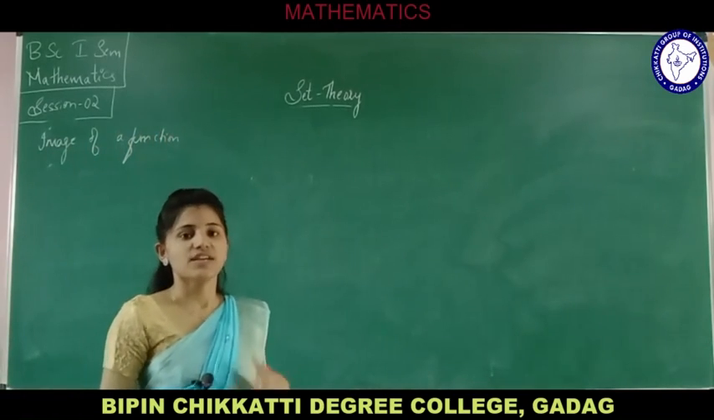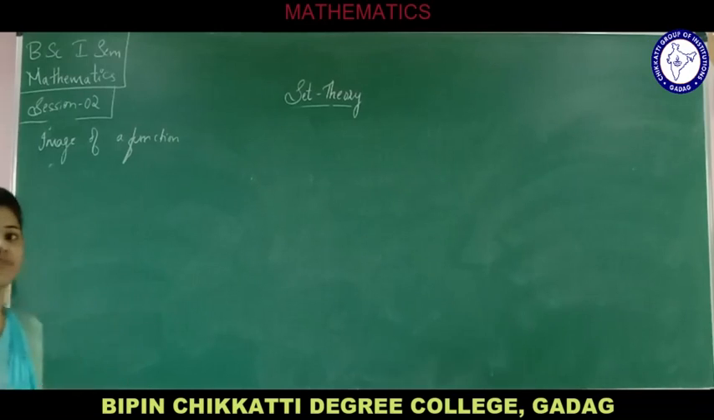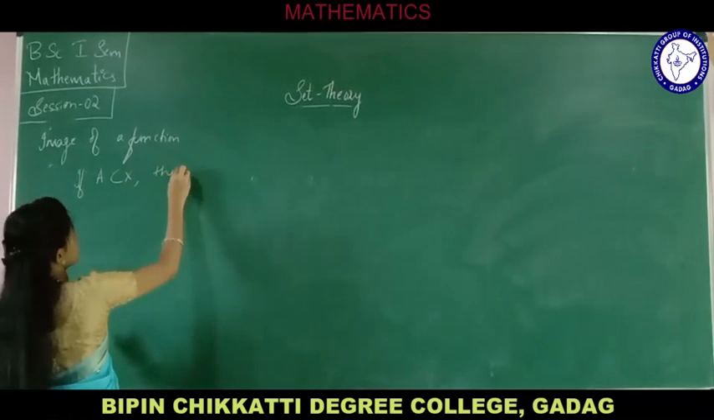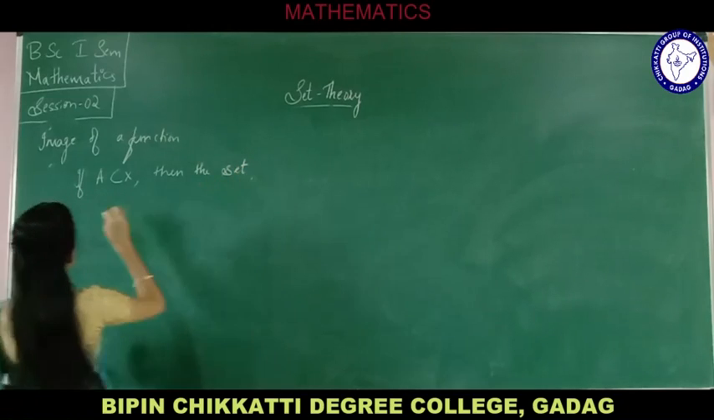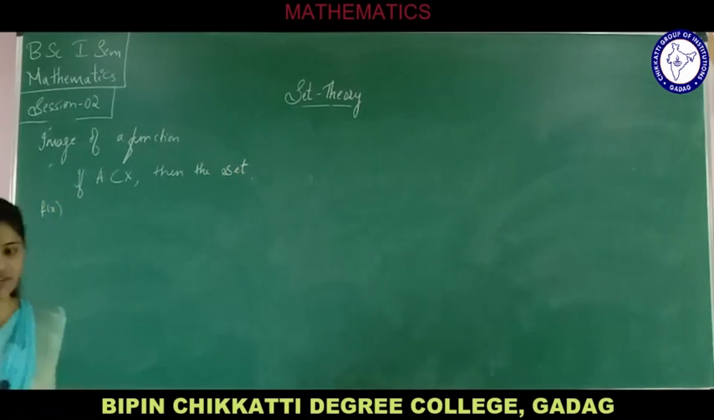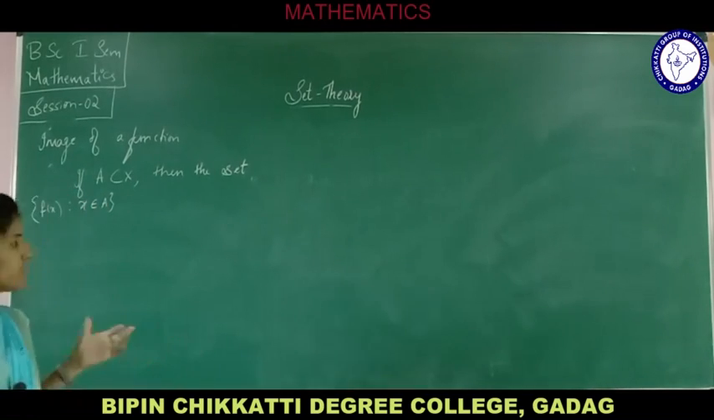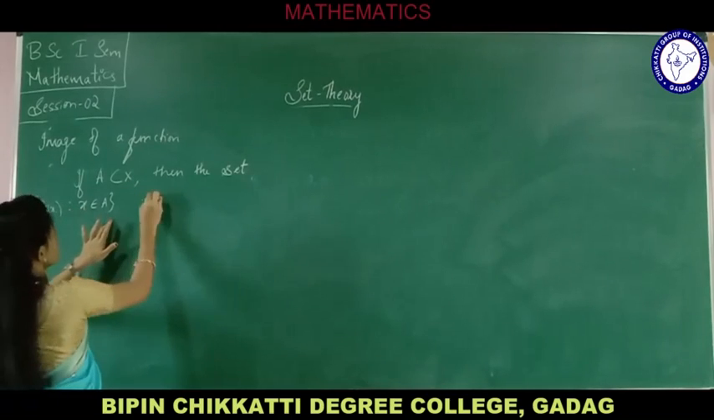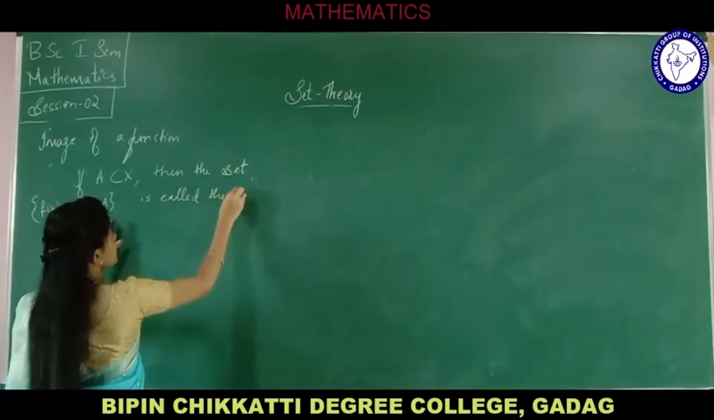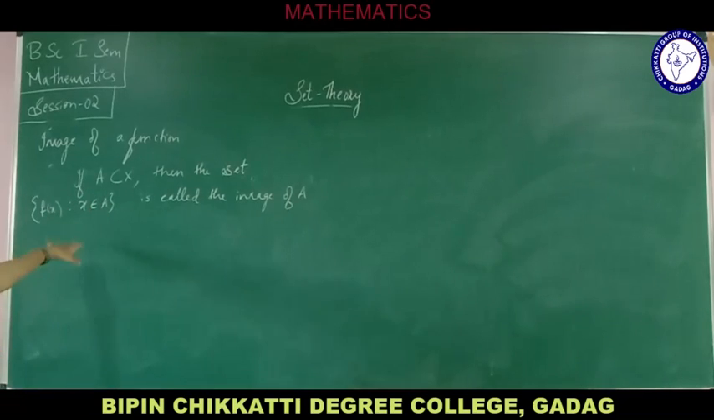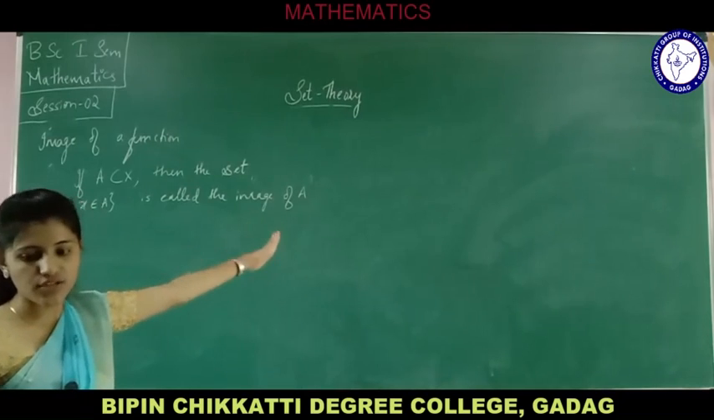It is defined as follows: if A is a subset of X, then the set of f of x such that x belongs to A is called the image of A. Here, where x belongs to A, that set is called the image of A under F.